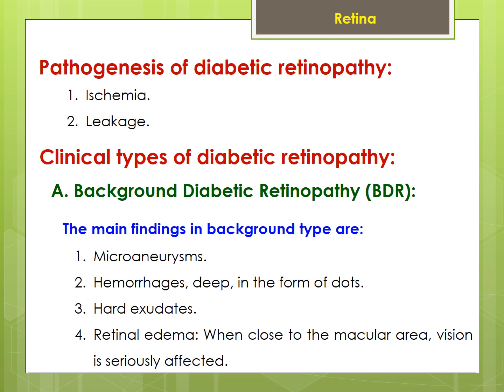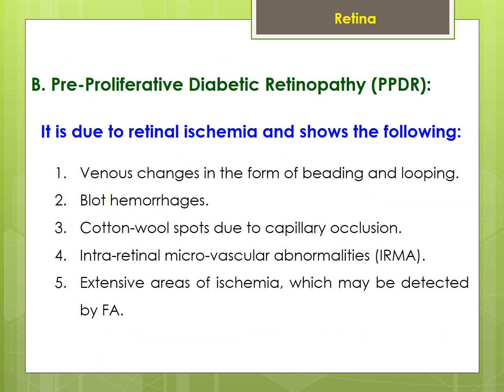Pathogenesis of diabetic retinopathy includes ischemia and leakage from the blood vessels. The clinical types of diabetic retinopathy include 3 stages. First is background diabetic retinopathy. The main findings in this stage are microaneurysms, deep hemorrhages in the form of dots, hard exudates, and retinal edema. When close to the macular area, vision is seriously affected.